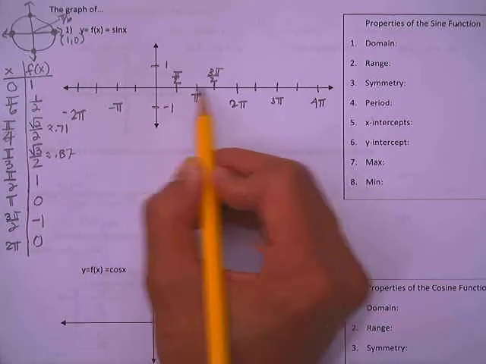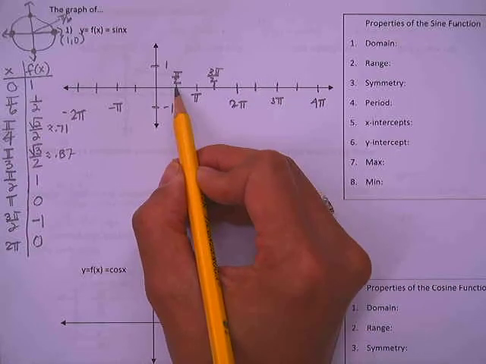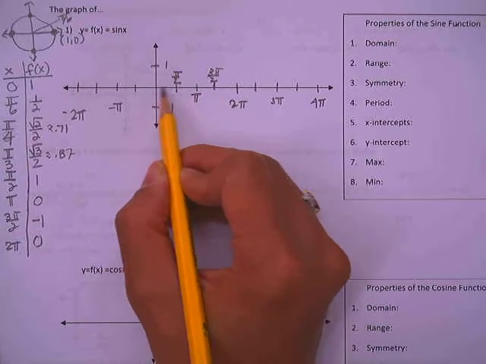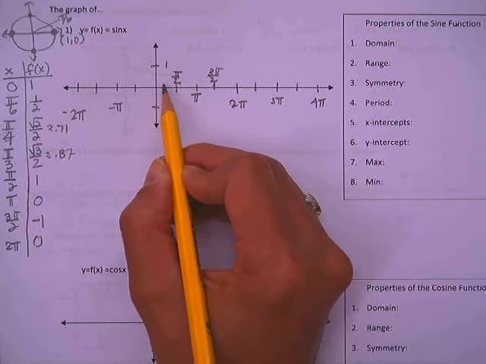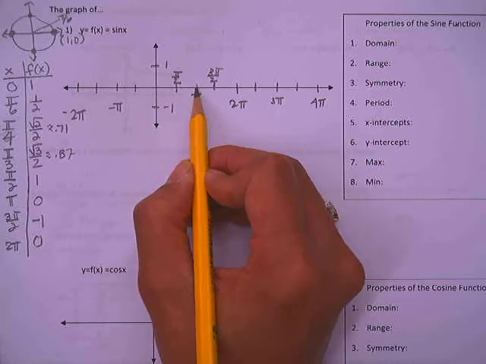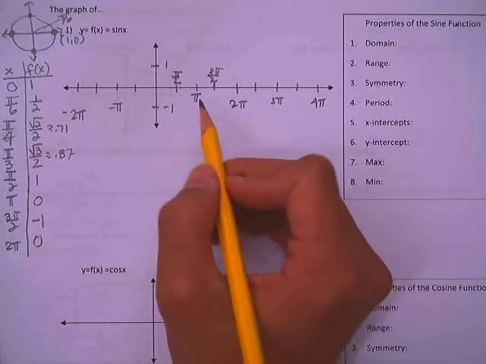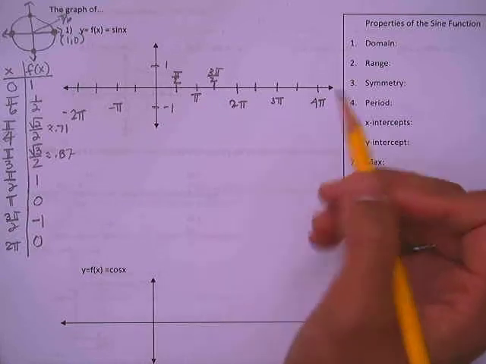Now each tick mark has to be worth the same amount. You can't say this is pi over 2 and all of a sudden this is 3 pi over 2, because then this distance here is only half a pi and this distance here is a full pi if you jump from pi over 2 to 3 pi over 2. So make sure each tick mark is equally labeled. And you don't have to label every single tick mark. Just a couple of these will be good.